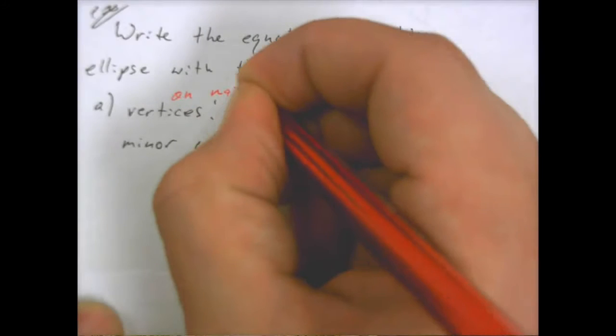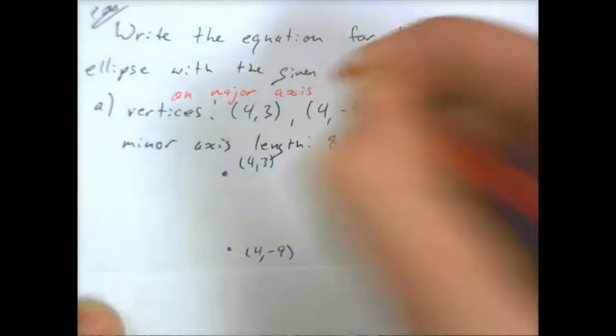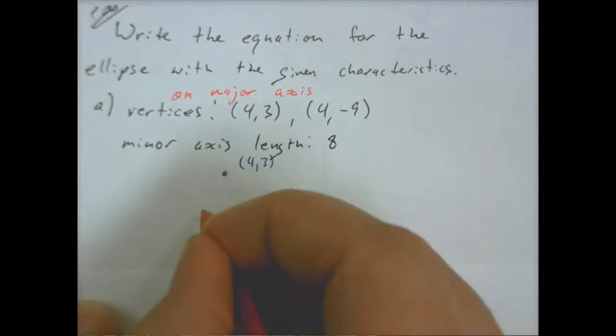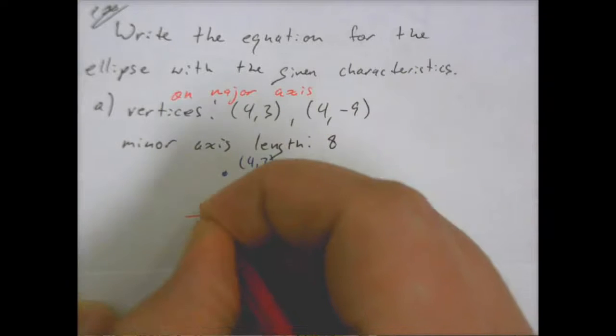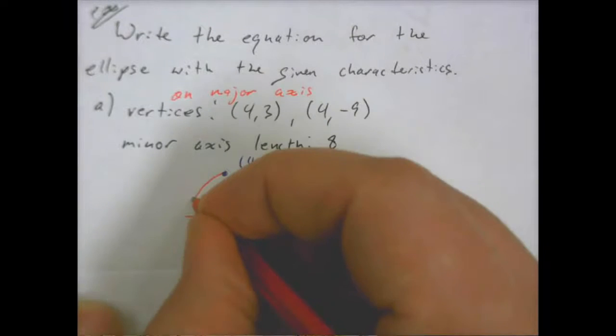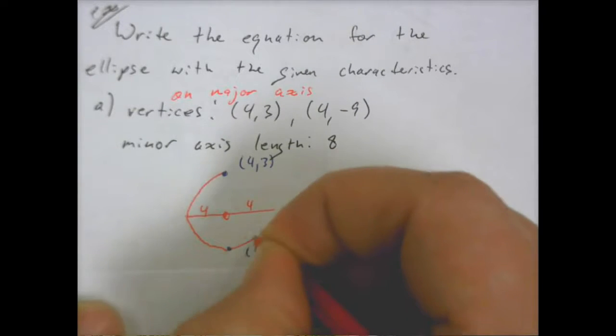Major axis. Yay. So my minor axis is 8 units long. So I know it goes 4 units from the center in either direction. You can draw your ellipse if that helps you visualize.